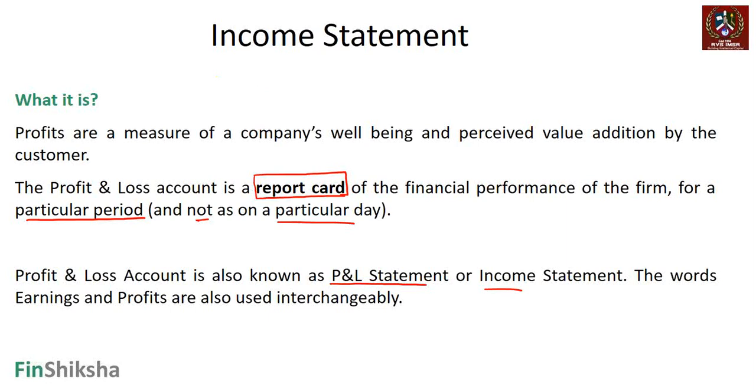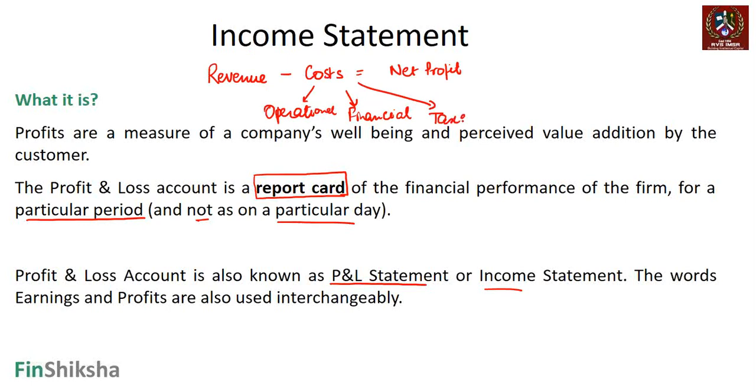Now, what are the various views of profits? First, let's understand that when the company makes some sales, those sales are called revenue. When you subtract from the revenue all sorts of costs, what is left is called net profit or net income. These costs could be operational in nature, or financial in nature, such as interest cost, or they could be taxes. So there could be any of these costs that come in when you are creating the income statement for any particular company.